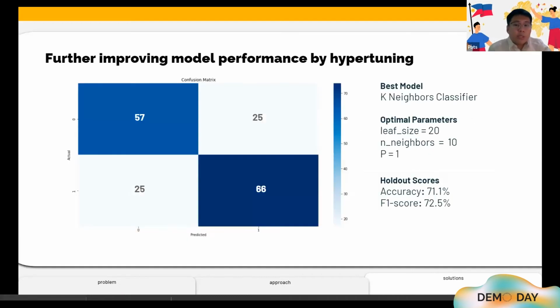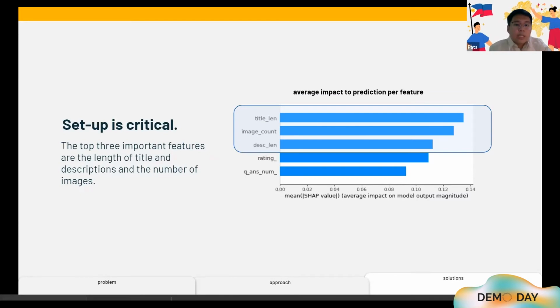We further hypertuned the chosen model, which gave us the following optimal parameters. And from the confusion matrix, we see the model correctly identified 66 bestsellers and 57 general products in the holdout set. This gives the model an accuracy of 71% and an F1 score of 72%. So what does the model tell us? Using SHAP, we calculated the impact of the features on how the model classifies listings. We see that the top 3 features that affect product listing classification are title length, image count, and the length of the description.